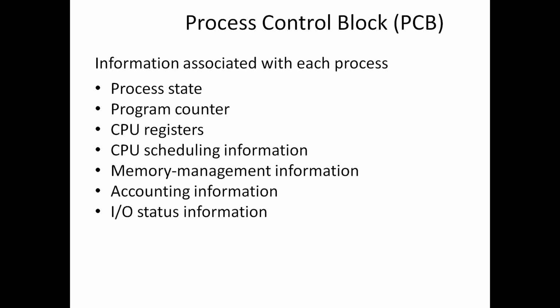Next one is IO status. The IO status information includes the list of IO devices allocated to the process or a list of open files. All this information will be held by the process control block.